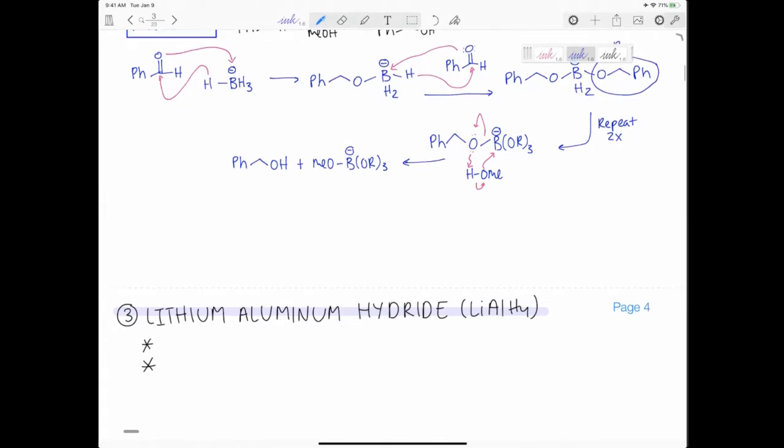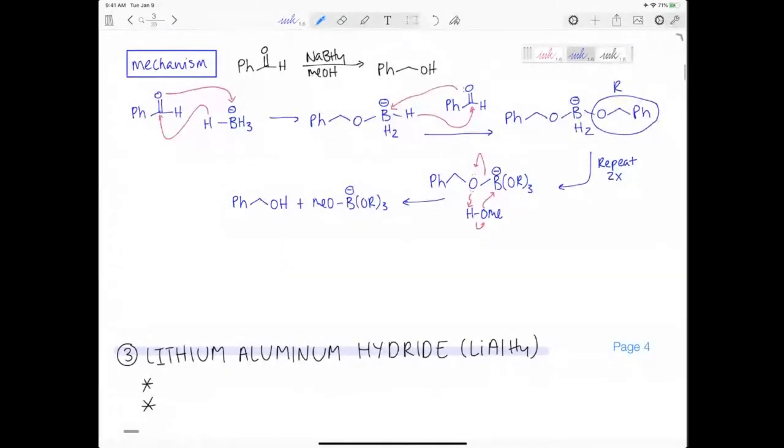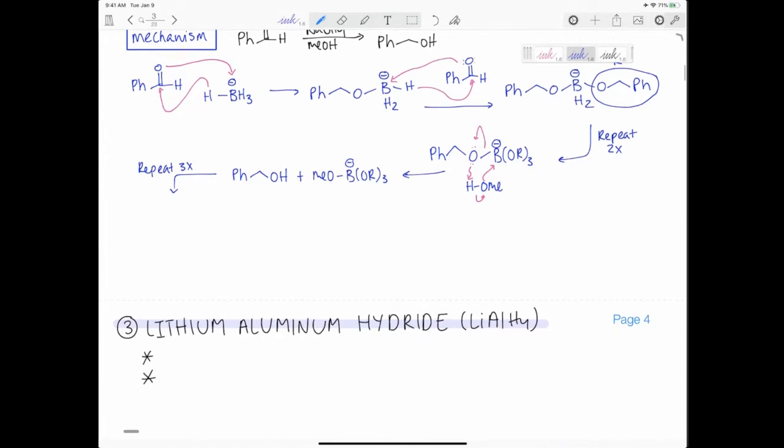And then at this point here, do you see that this is our product that we wanted, right? And then I would prefer if you just follow through with the whole reaction and you can just say, repeat 3 more times, right? Because 3 more equivalents of methanol is going to go in. And what's going to happen is that you would have your final product here plus boron, right? With how many methoxy groups?